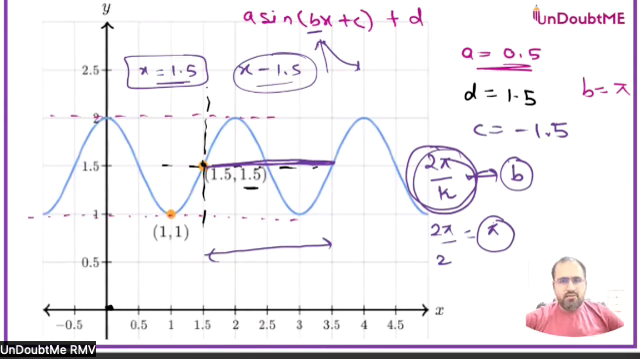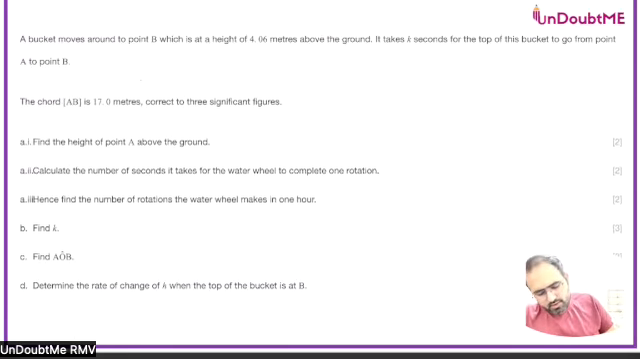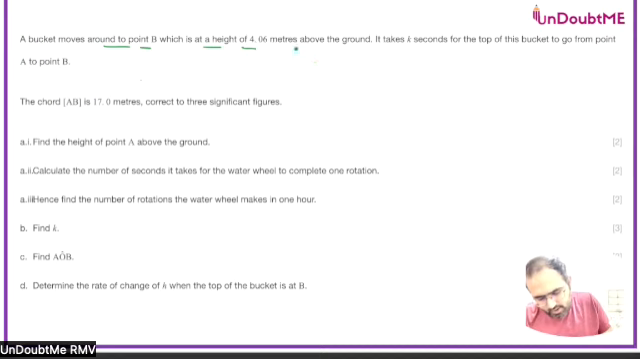Now, questions, if there is anyone. So that's what they're asking, right? To find the height. They are just asking that only. A bucket moves around to point B, which is at the height of 4.06 above the ground. And it takes seconds for the top of this bucket to go from point A to point B.